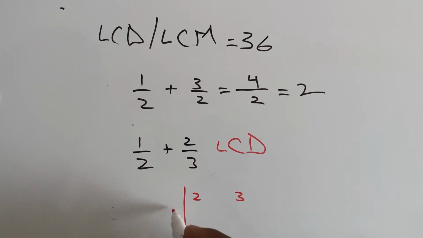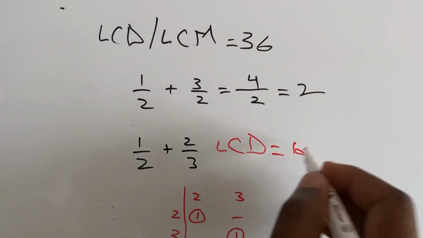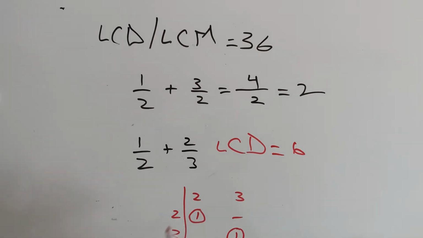2 goes into 2 once, so we're done with this. It doesn't go into 3, which is 3. 3 goes into 3 once. I'm doing it this way so I can show you that this is pretty easy. You can just multiply 2 and 3 to get 6. But in other cases, it's not that easy. So that's why I keep showing you this method.